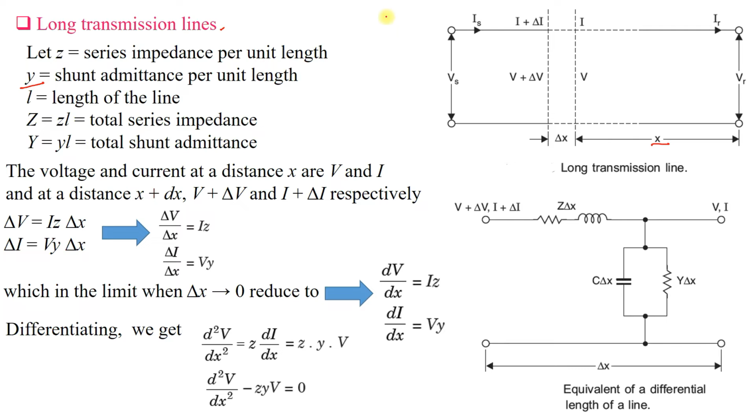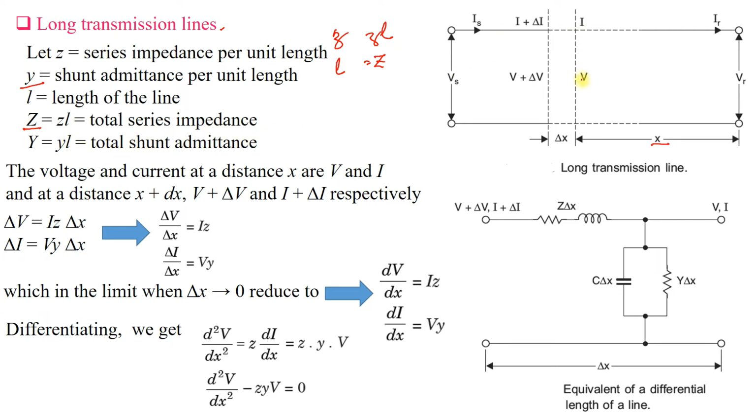So the total impedance, you know that the impedance per unit length is small z. So you have the length of the transmission line as l. So the total impedance Z will be z into l. That will be equal to capital Z here. And capital Y is equal to small y into l, where small y is the shunt admittance per unit length. When multiplied with the length of the transmission line, it will give you the total shunt admittance.